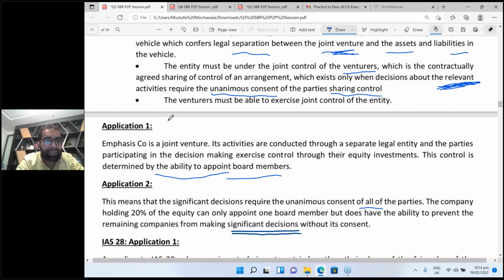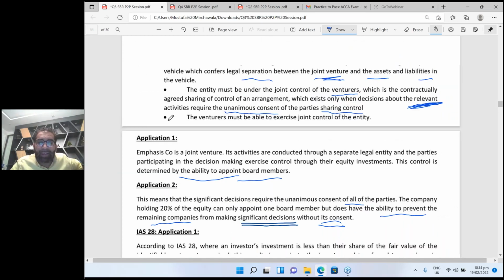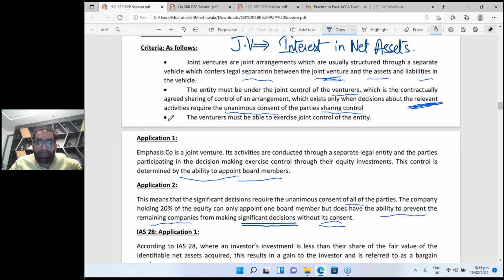The company holding 20% of the equity can only appoint one board member, but does have the ability to prevent the remaining companies from making significant decisions without its consent. This is the real point. That 20% guy can pull the chain and stop the whole train. So that's why this 20% guy also has joint control. You have to write these things for this opening paragraph. I'm not moving on to the next thing.